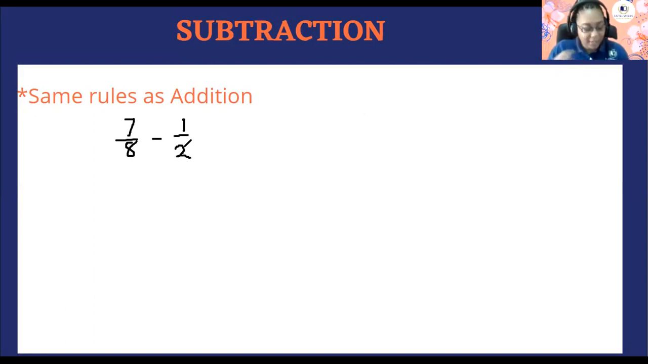I'll give you all a sum here: seven eighths minus 1/2. You can look back on your addition rules and look back at the example. I want you to try this one for me. If you have any questions, turn on your mic or simply message me in the chat. 3 minutes on the clock.